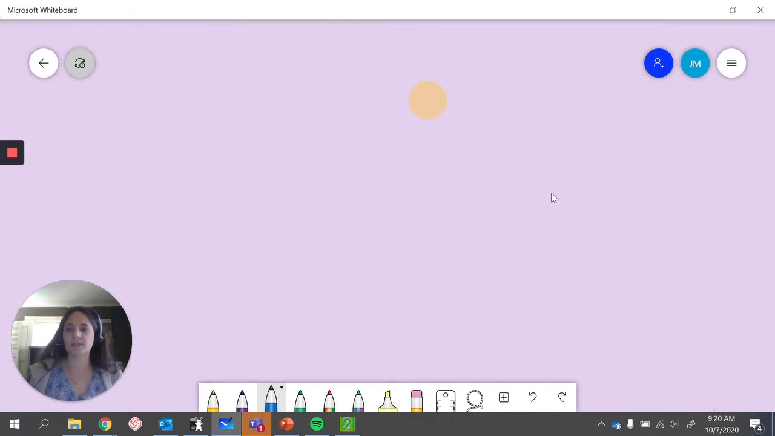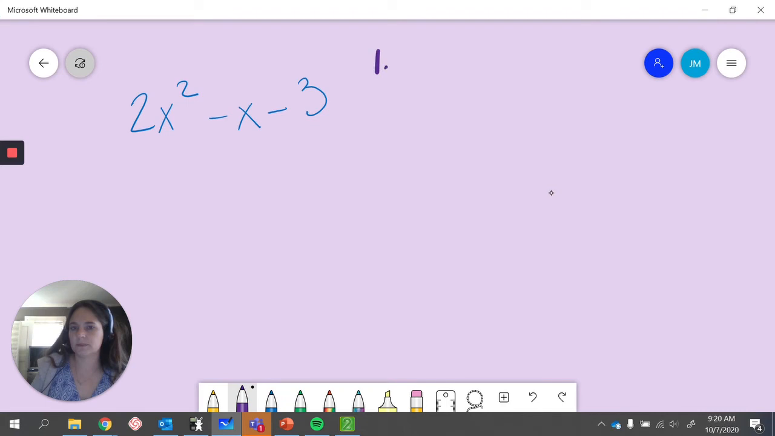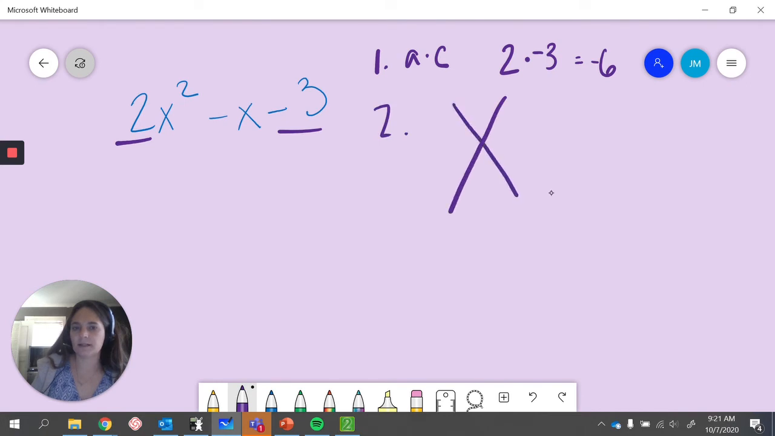Okay, so for this example, let's do 2x squared minus x minus 3. Okay, so start step 1, a times c. So my a is 2 and my c is negative 3. Step 2, play our x game. You want to multiply to that negative 6 that we found, and you want to add to the term in the middle, and in that case it is a negative 1.